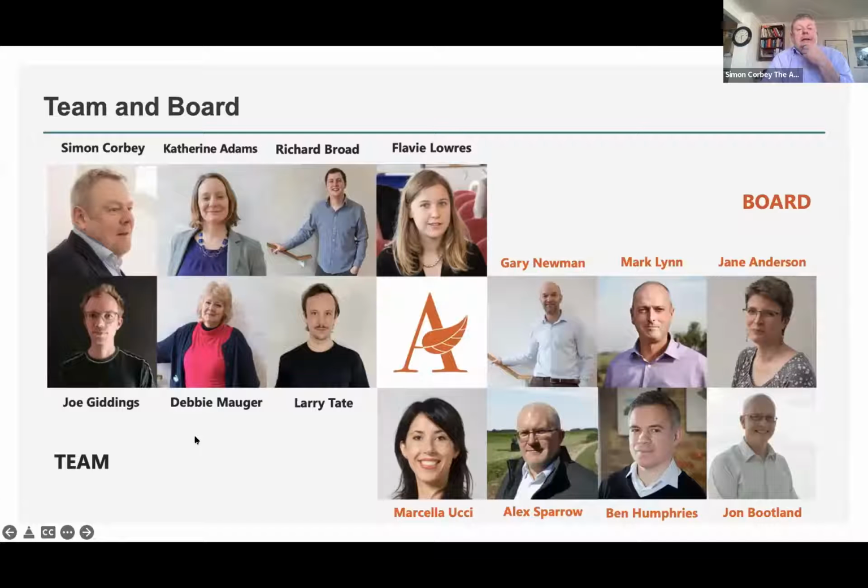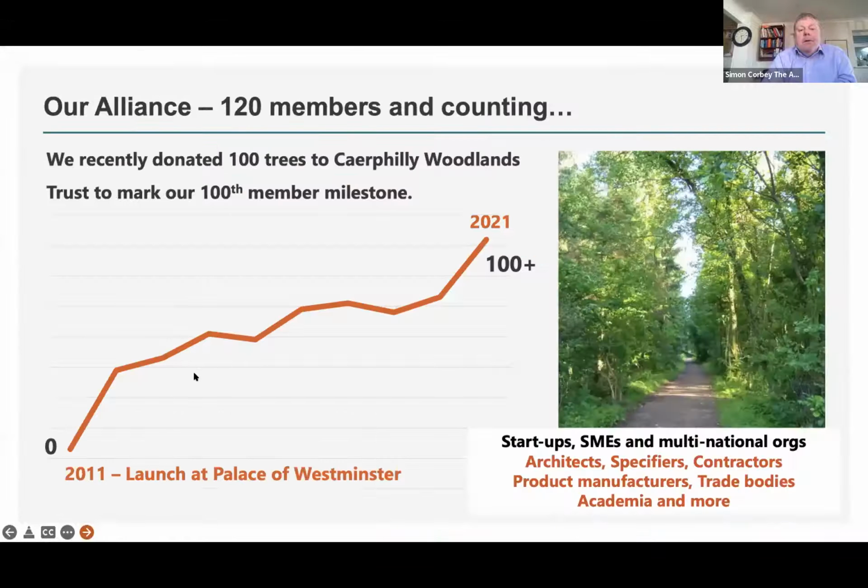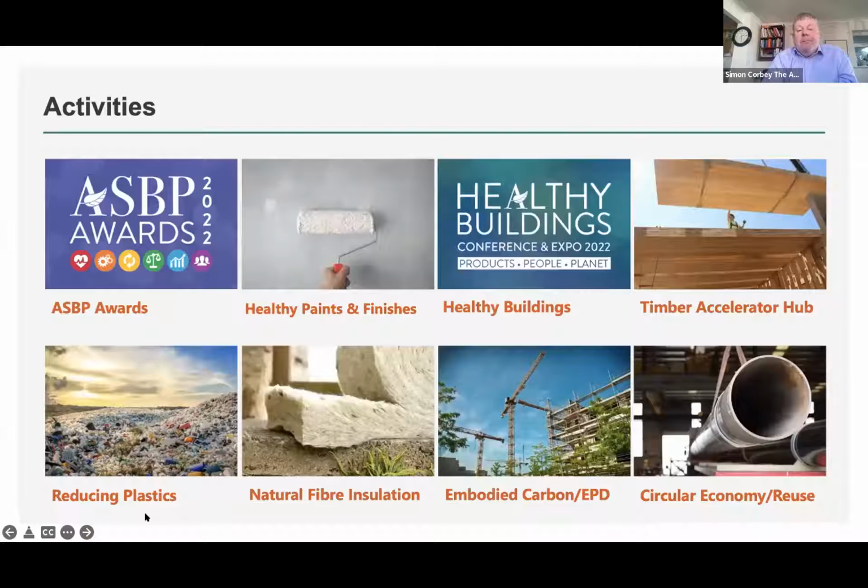So we've got a growing team, I'm pleased to say. There's 7 of us now on the staff, and we're supported by a fantastic board of experts, so we're ever grateful to them. And we're growing, we've got to about 120 members now. We've been going since 2011, and we planted some trees to mark our 100th member. We're a busy bunch. Last week we had our first blended event, so we had folk in the room and had our awards, which were fantastic.